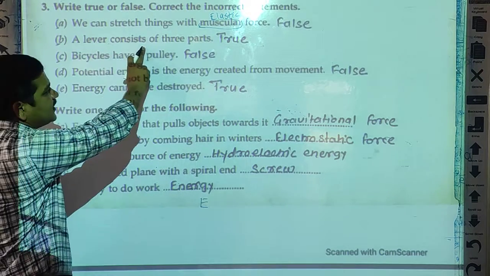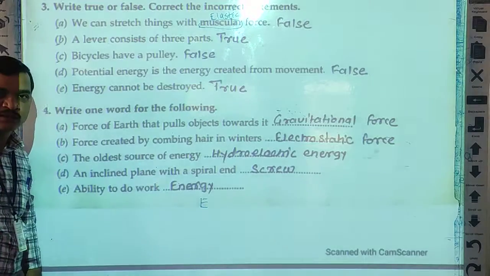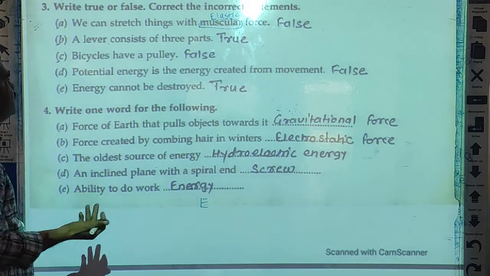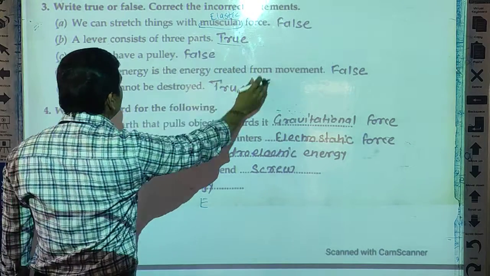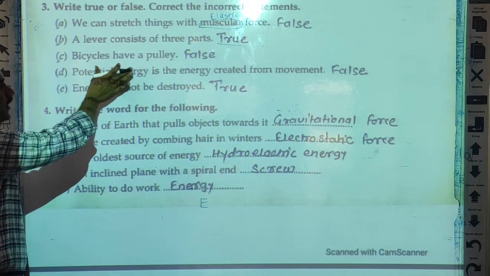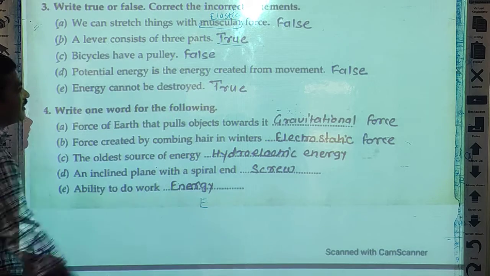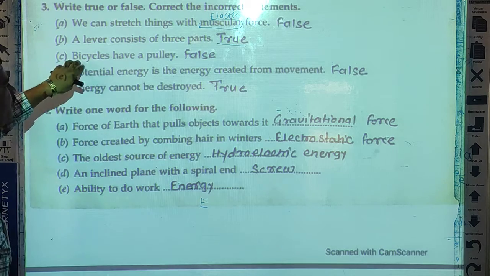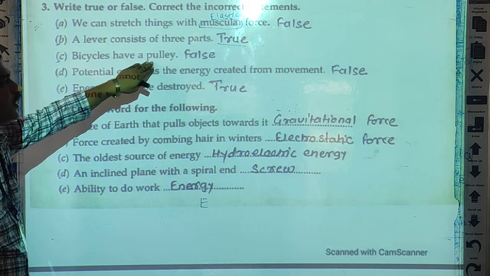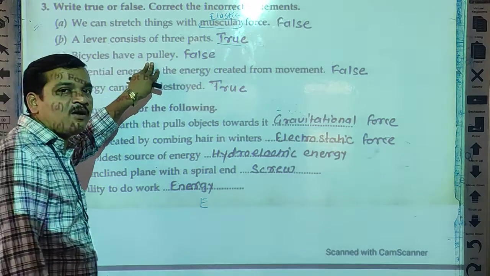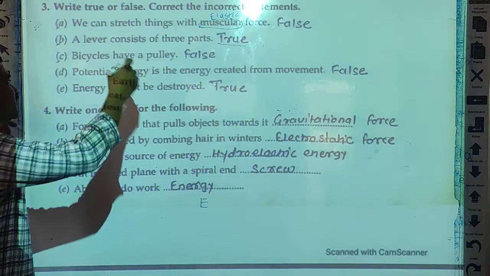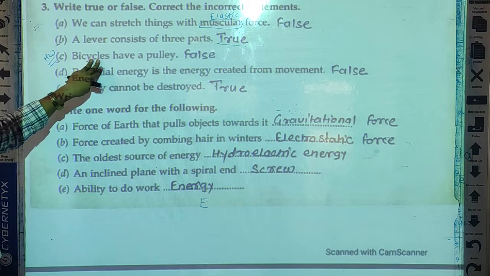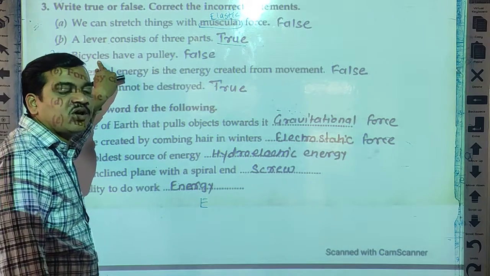A lever consists of three parts. Yes, fulcrum, load and force. So it is correct. The answer is true. Bicycles have a pulley. Is it true? Bicycles have a pulley? No. Yes, these questions you can make correct at home. Okay? Let us see what answer you are going to write here.